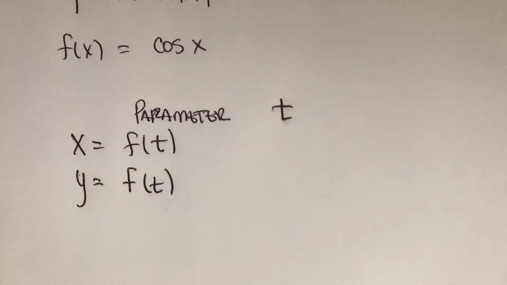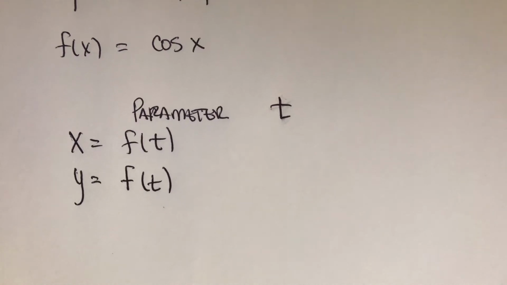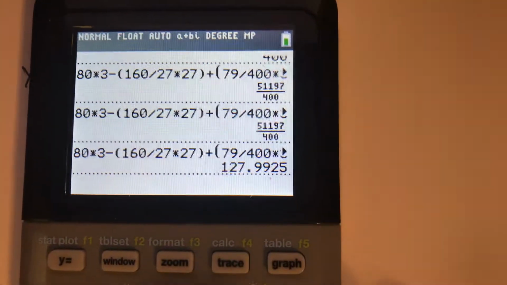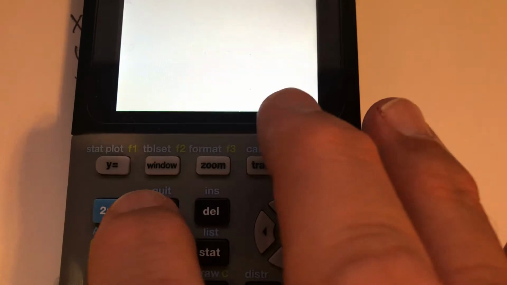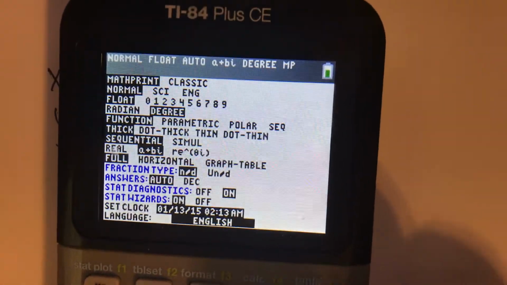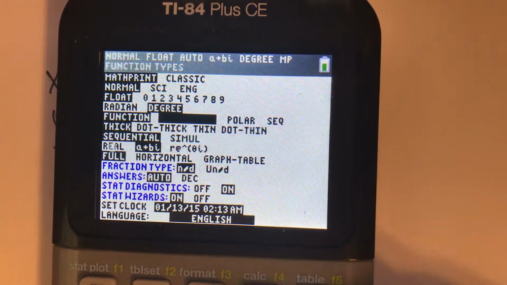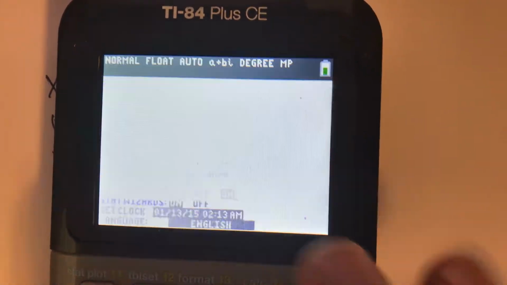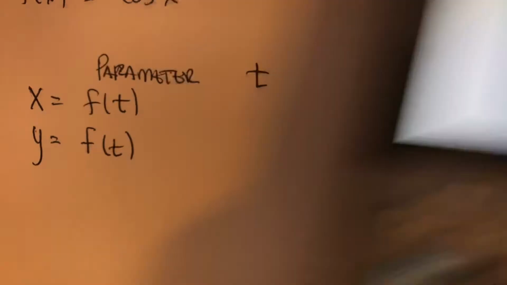Now, if you're wondering if this can be done on your calculator, the answer is yes, it can. To do this on your calculator, after you turn it on, go to the Mode button and scroll down. Where you see function, the one next to it is parametric. If you highlight that and then quit, you will now be in parametric equation form, and we'll get back to doing this on a calculator in a moment.